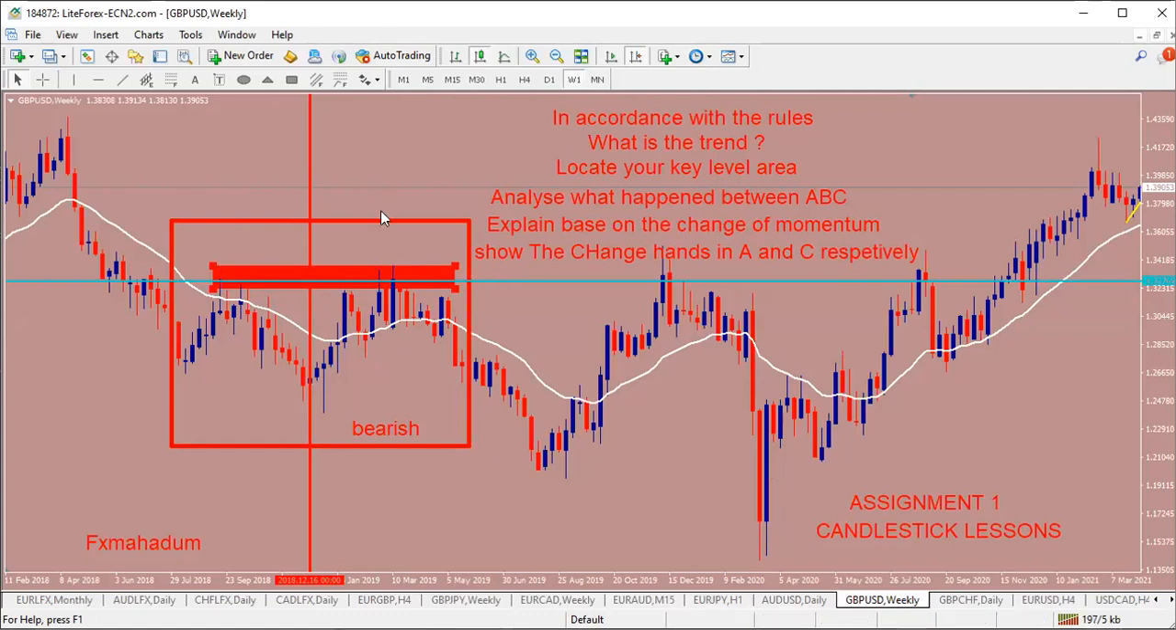Price is reacting to this part. The key level area, at this particular place where I put my rectangle. This was the key level area that price reacts to, and that was why you are seeing this. So we locate our key level area.